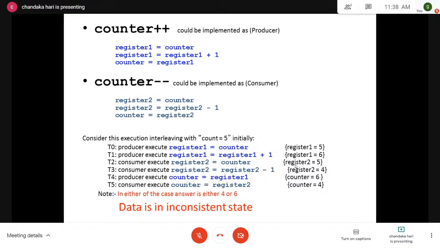What is a compiler? A compiler is a program which takes your high-level language program as input and converts it into machine language. But internally, a high-level language program is not directly converted into machine language. First of all, the high-level language program is converted into assembly language.